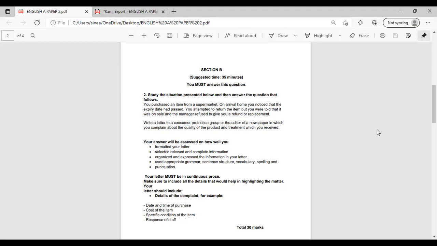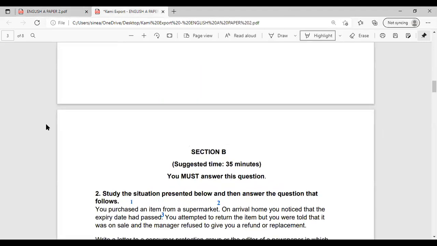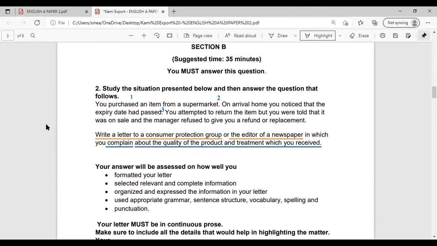So again, it's laid out in front of you, and I want you to really look at what you'll be assessed on: how you format your letter, the relevant and complete information, and how you organize and express the information in your letter. This is where language would be tested, and the use of appropriate grammar, again, mechanics. Okay. All right, so let's look at how this could happen.